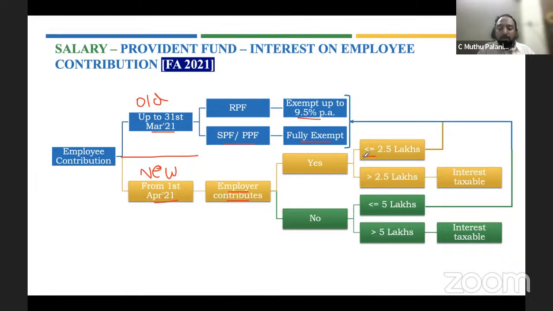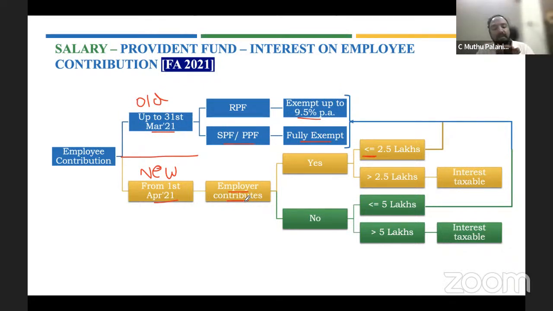contribution up to 2.5 lakhs, whatever is discussed above, that is 9.5% interest, it is not taxable. Above 9.5%, it is taxable in RPF. SPF, PPF are fully exempt. This is when your contribution does not exceed 2.5 lakhs. So the employee's contribution does not exceed 2.5 lakhs.